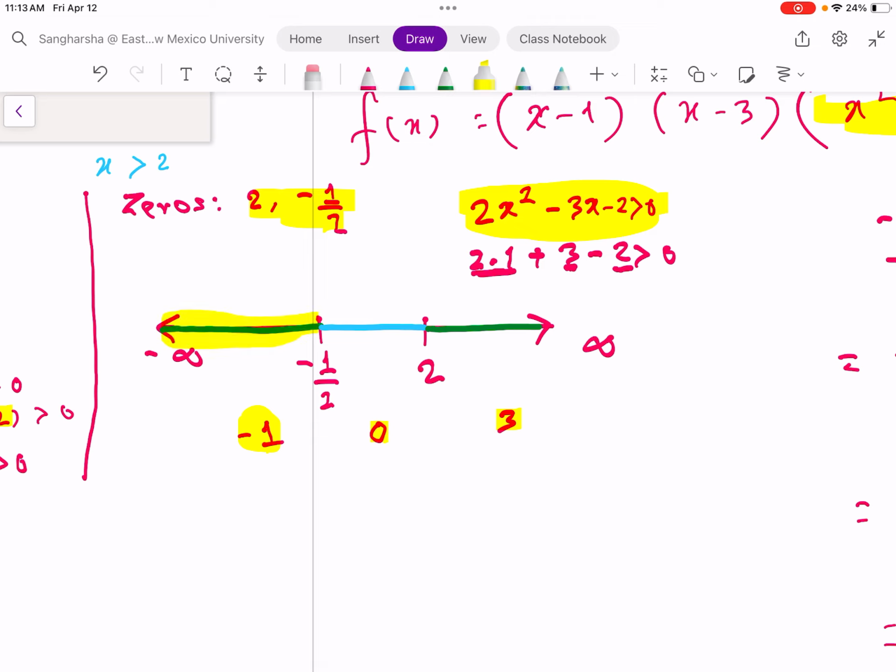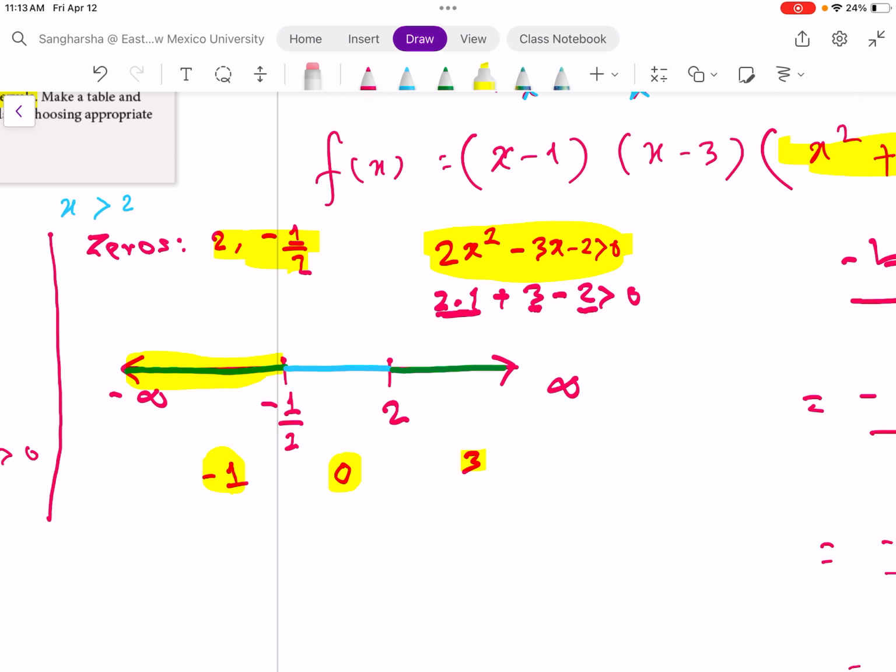Now let's check the next testing point. Let's check whether 0 is a solution or not. So you do the same thing. You substitute 0 for every x in your inequality. So we have 2 times 0 squared is 0, minus 3 times 0 is 0, minus 2 greater than 0. So we have 2 times 0 is 0, 0 minus 2 is negative 2, greater than 0.